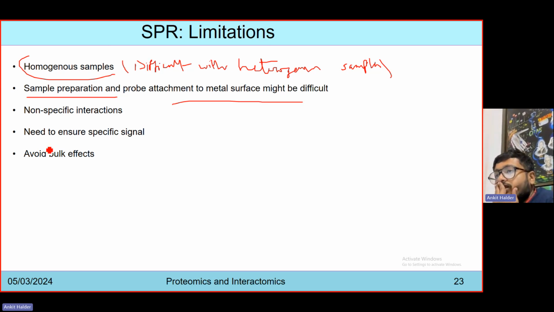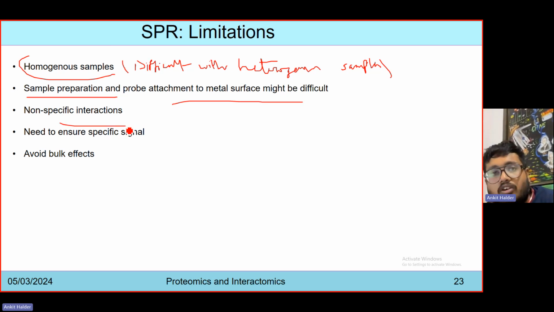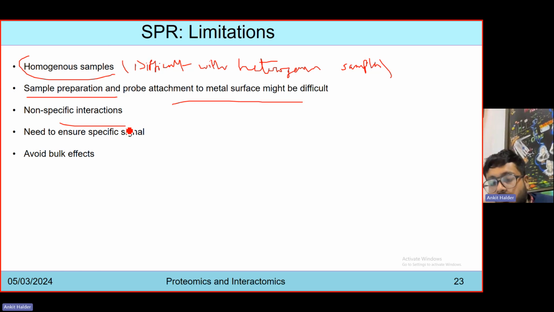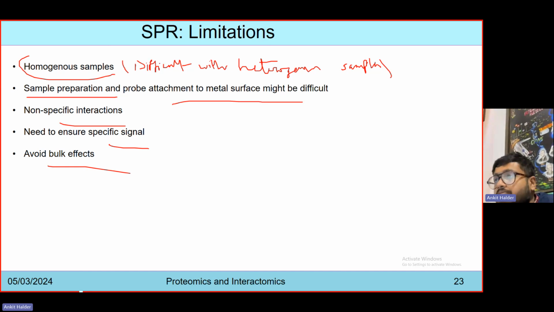Then the non-specific interactions, over which we have no control because we are measuring in a real-time manner, and whatever the plasmons are getting and whatever response we get over the time, we need to ensure some specific signal and consider the bulk effects.